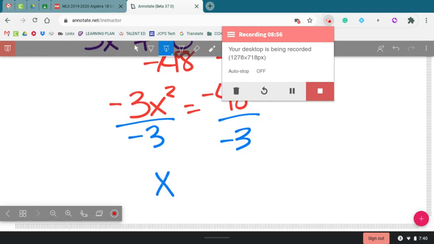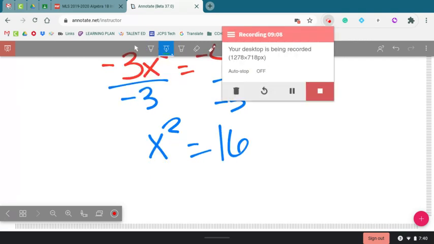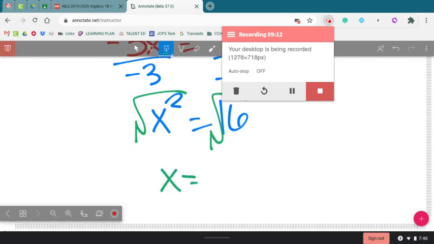So you're going to get x squared equals negative 48 divided by negative 3, which is going to give you 16. And then your last step is to take the square root of both sides. So you're going to get x equals plus or minus 4. So those are your solutions.